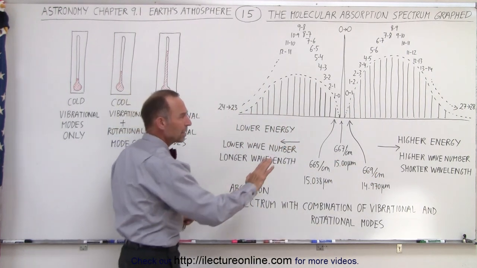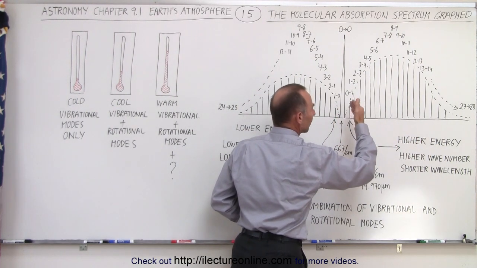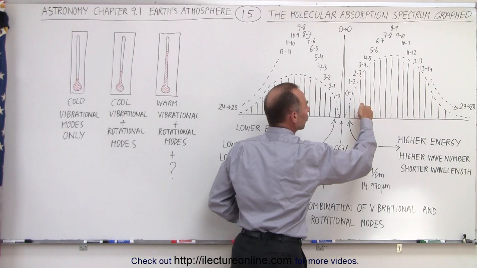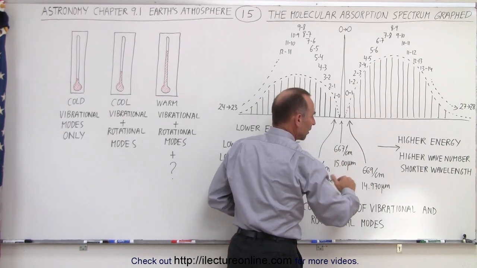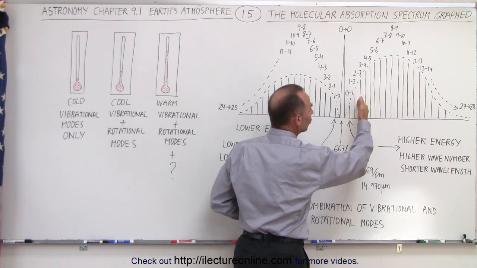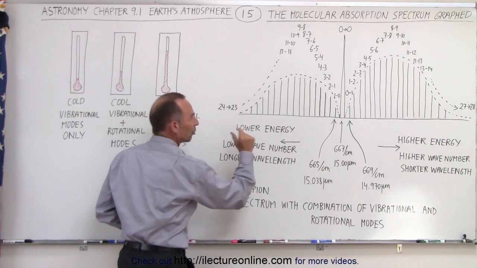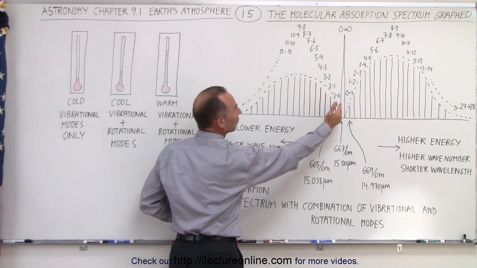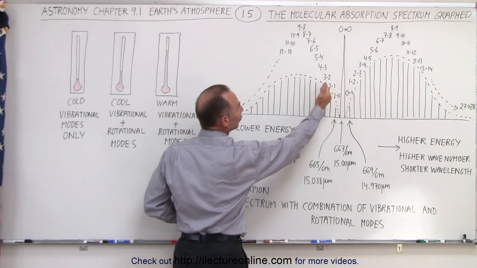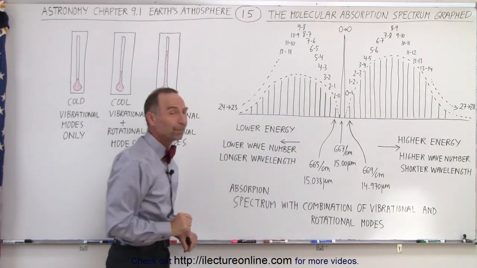So you can see that you get a greater energy difference when you start absorbing waves where the rotational energies increase from the 0 to the 1 state, the 1 to the 2 state, the 2 to the 3 state, and it would decrease the energy absorbed of the specific photons when we go from the 1 to the 0, the 2 to the 1, the 3 to the 2, and so forth. So you can see that we have a different distribution.